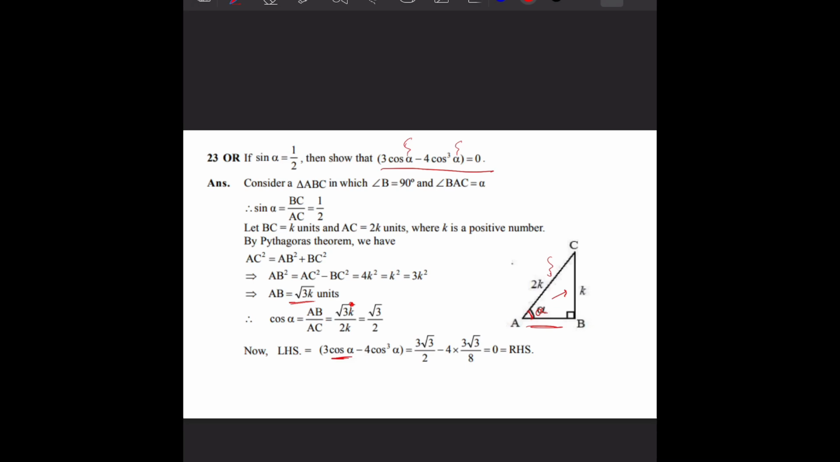Cos alpha is root 3 by 2. 3 into root 3 by 2 minus 4 cos cube alpha. Root 3 by 2 whole cube will be 3 root 3 by 8. So ultimately, this is what we get. Just a minute. 4 2s are 3 root 3 by 2 minus 3 root 3 by 2. The answer is 0. It is equal to RHS. There is another technique also. The method is, if sine alpha is equal to 1 by 2, alpha is equal to 30 degrees. Put this value here, you'll get your answer.